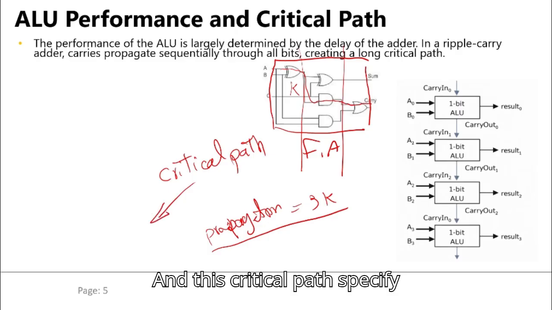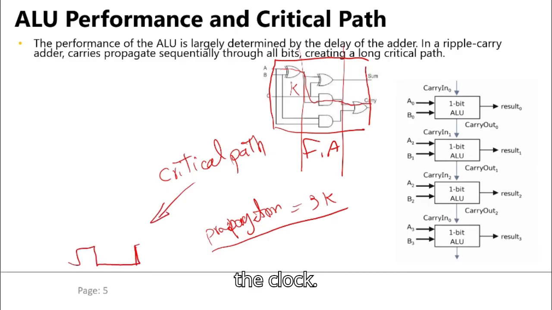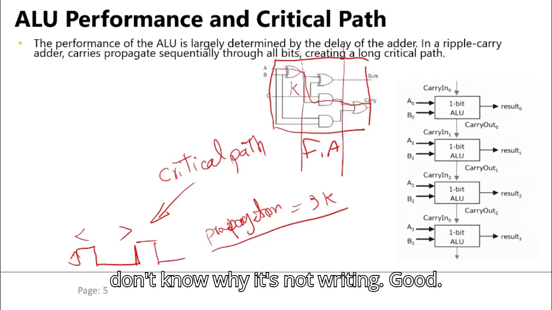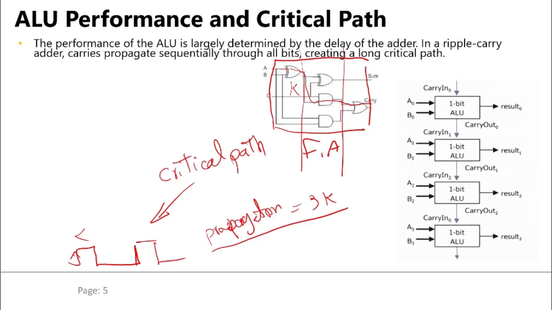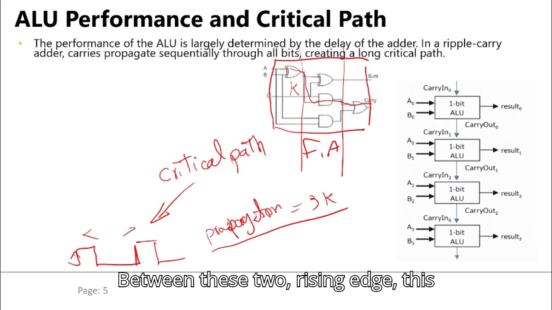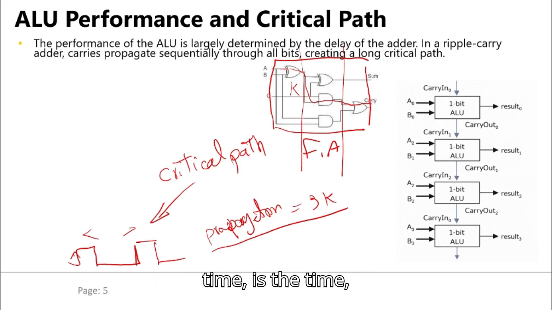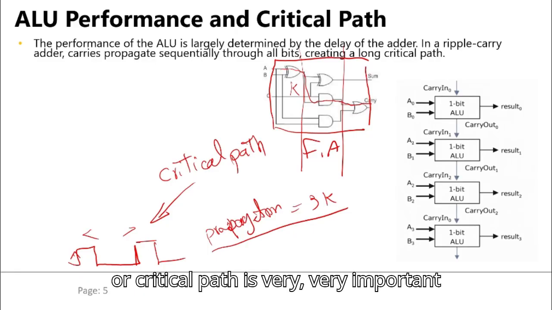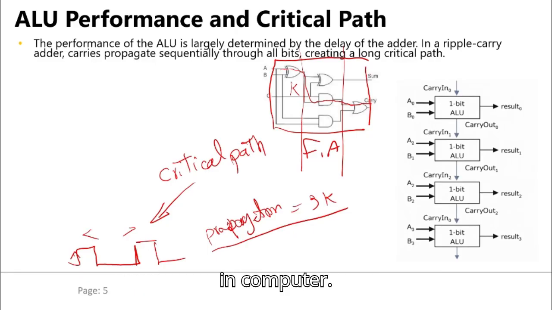And this critical path specifies the clock period, the clock cycle. Anyway, you can see that between these two rising edges, this time is the longest path. So the longest path, or critical path, is very, very important in computers.